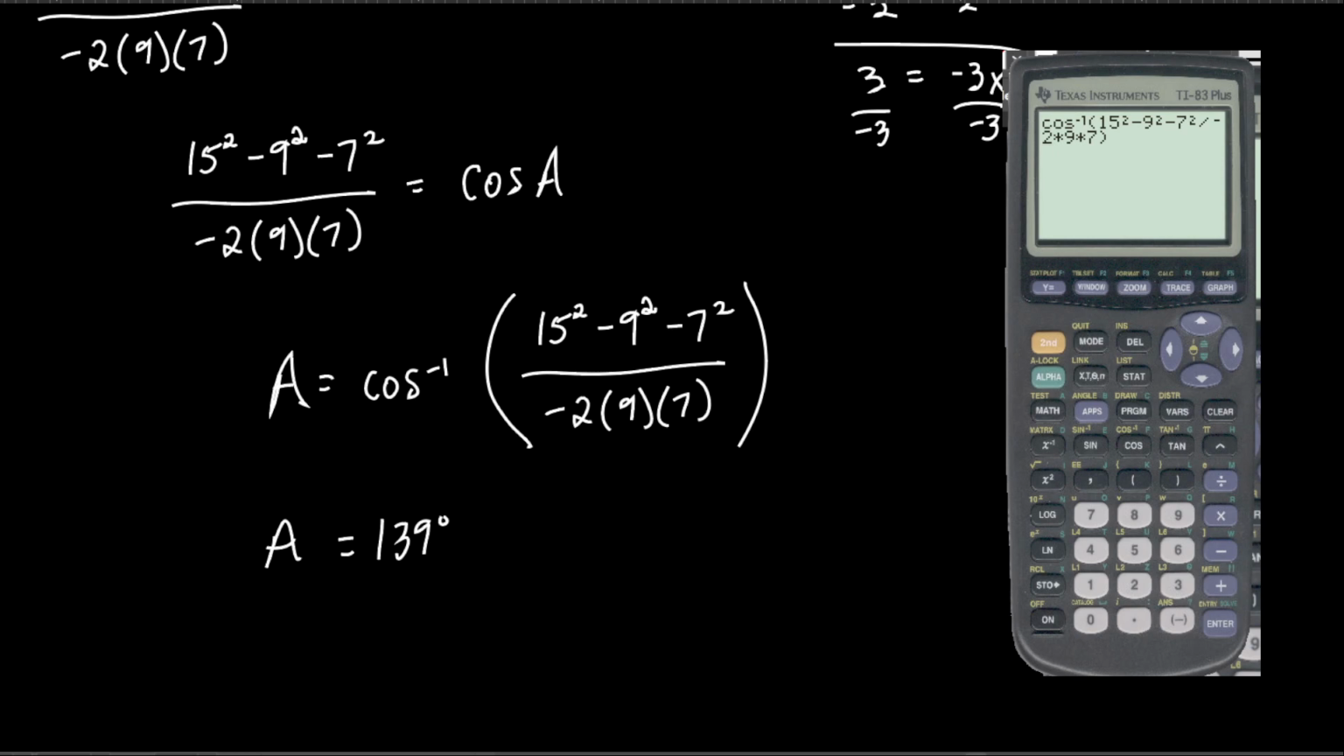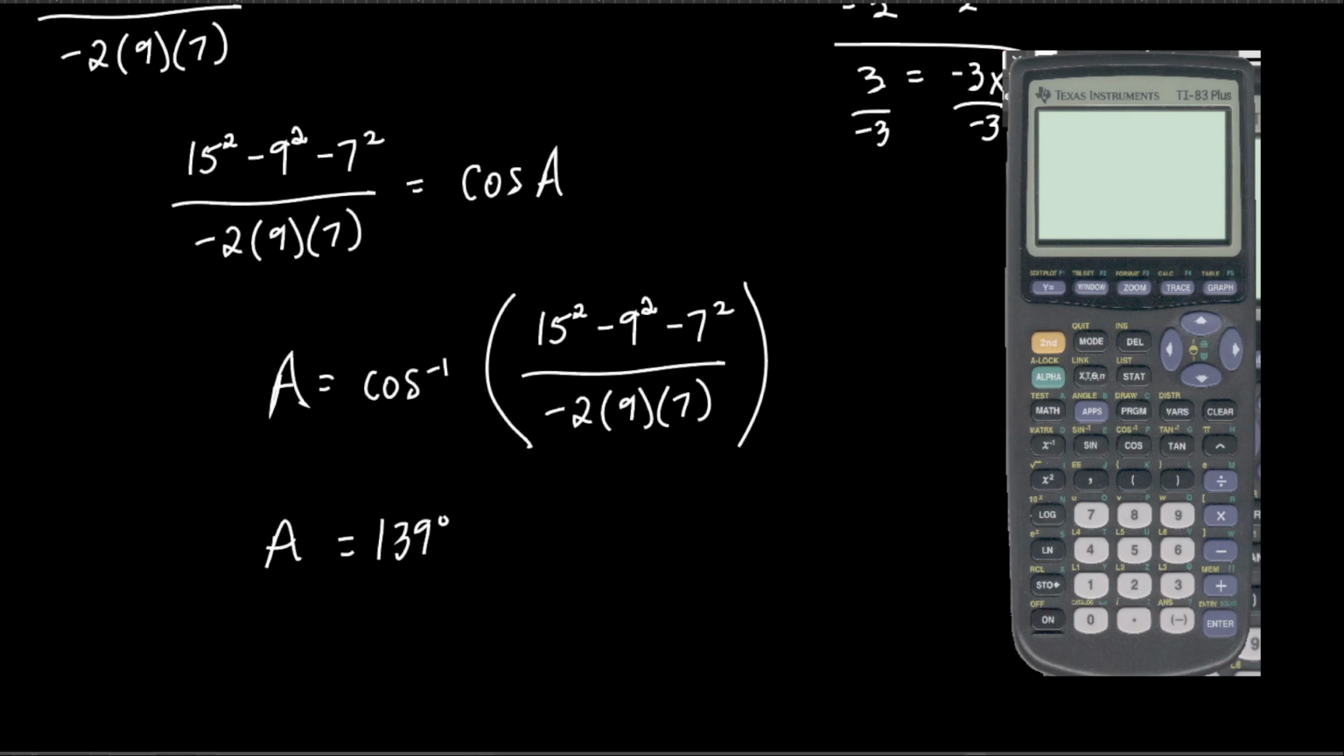Let's try it again. Let's clear the whole thing. So that's what it is. You know what it's doing? It's going negative 7 squared divided by negative 2. See, it's not doing all this and then dividing that whole thing by negative 2 times 9 times 7. So I need to put that 15 squared minus 9 squared minus 7 squared in its own parentheses. I was thinking about doing that, and I should have. But, you know, you live and learn. Let's try one more time.